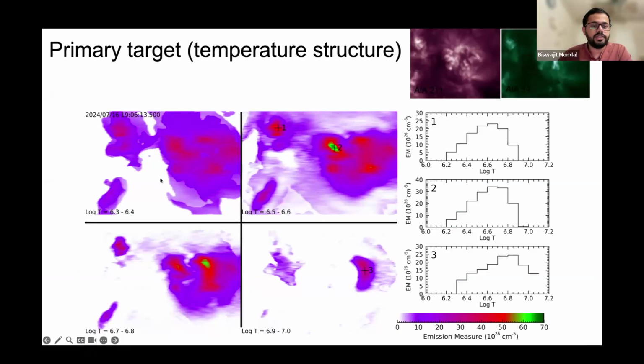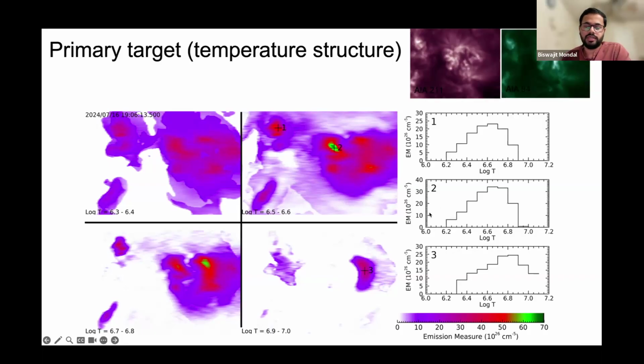The first panel is at lower temperature, around 1 to 3 million Kelvin, and at the bottom right, this is at very high temperature, 8 to 10 million Kelvin. So you can see that this hot temperature is concentrated towards the center of the active region, whereas the cool plasma is present everywhere.